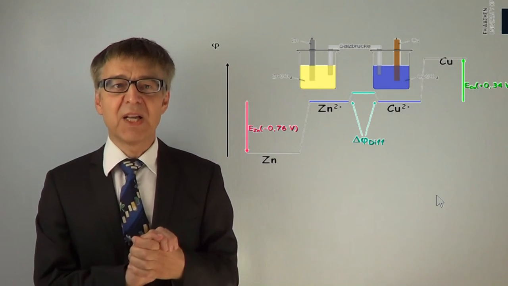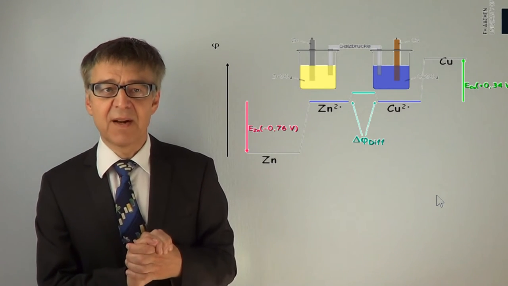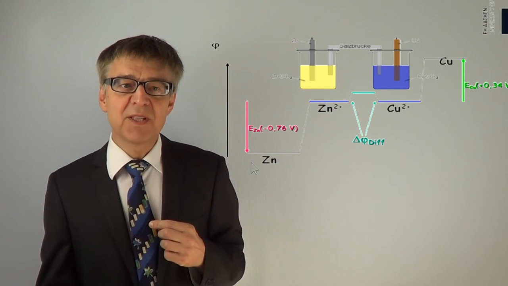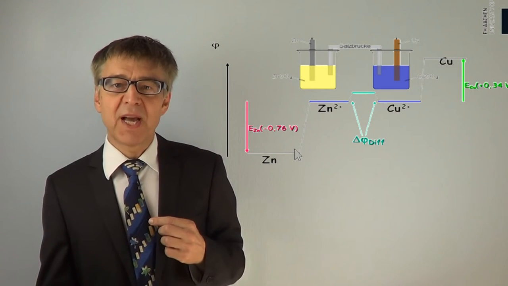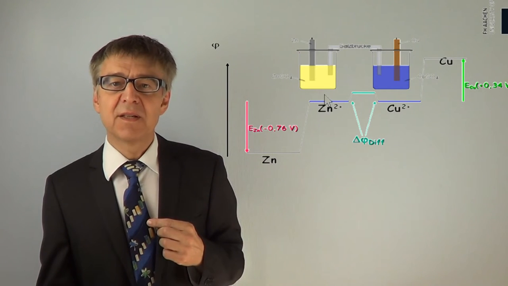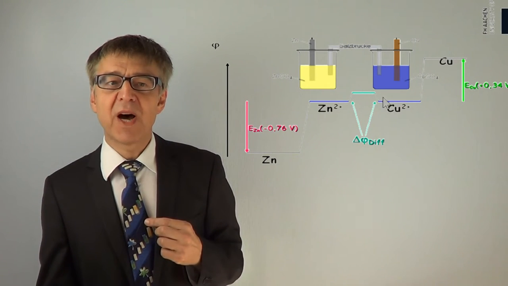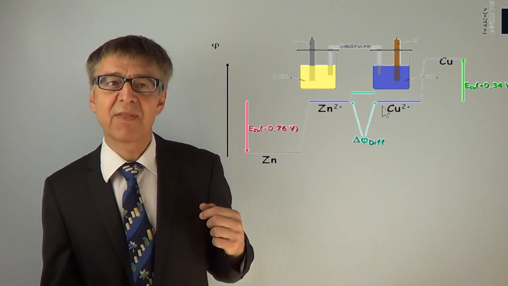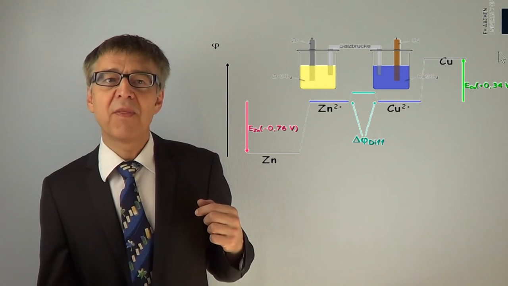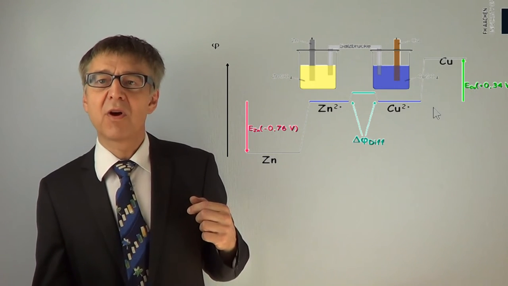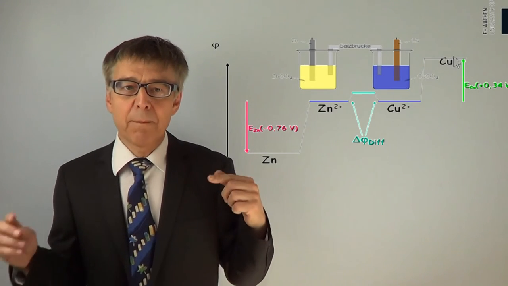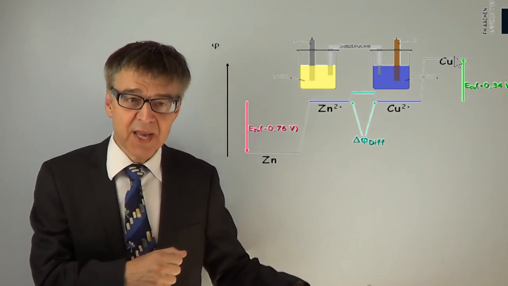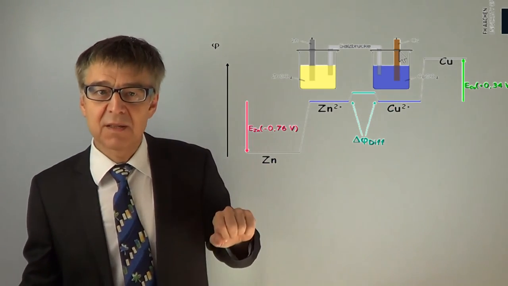Let's have a look at the potential profile in an open circuit then. Starting out at zinc metal, which has the lowest potential, we experience a potential jump to the zinc electrolyte. Passing a salt bridge, we arrive at the copper electrolyte. In the first approximation, we may neglect the junction jump, followed by the jump in potential into the copper metal. What we can measure with a voltmeter is the total potential difference between zinc metal and copper metal.